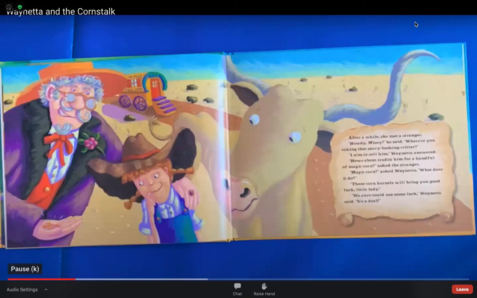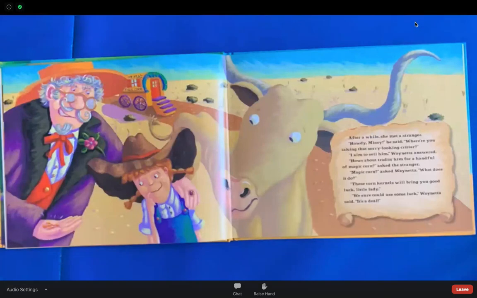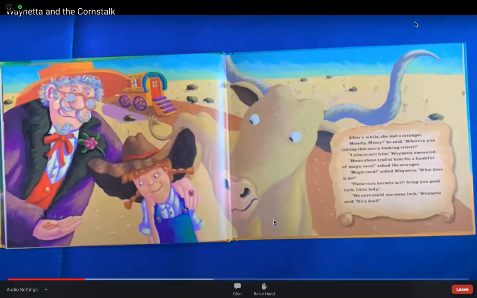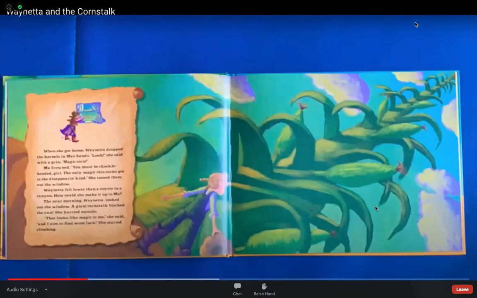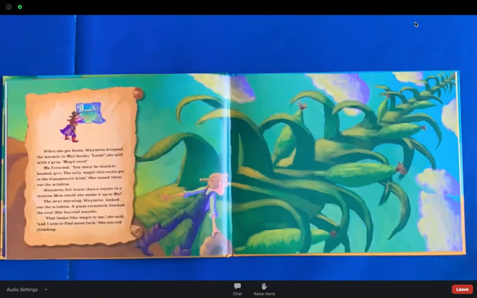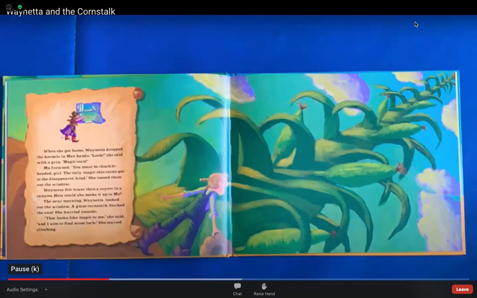Let's see, asked Whenetta. "What does it do?" "These corn kernels will bring you good luck, little lady." "We sure could use some luck. It's a deal." When she got home, Whenetta dropped the kernels in Ma's hand. "Look," she said with a grin. "Magic corn." Ma frowned. "Well, you must be chuckle-headed, girl. The only magic this corn's got is the disappearing kind." She tossed them out the window. Whenetta felt lower than a coyote in a canyon. How could she make it up to Ma? The next morning, Whenetta looked out the window. A giant cornstalk blocked the sun.